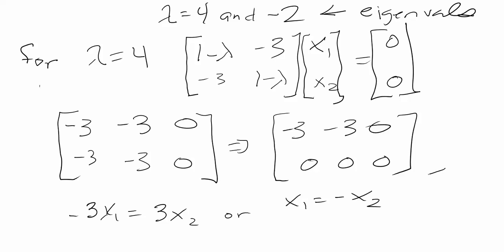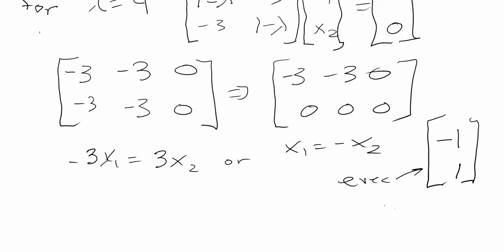We arbitrarily pick the last one to be 1, just to be systematic. You don't need to make that choice, but I encourage you to, so your answers will always look like mine. But if we select x2 as 1, then that tells us that x1 is going to be minus 1, and this is the eigenvector for lambda equals 4.